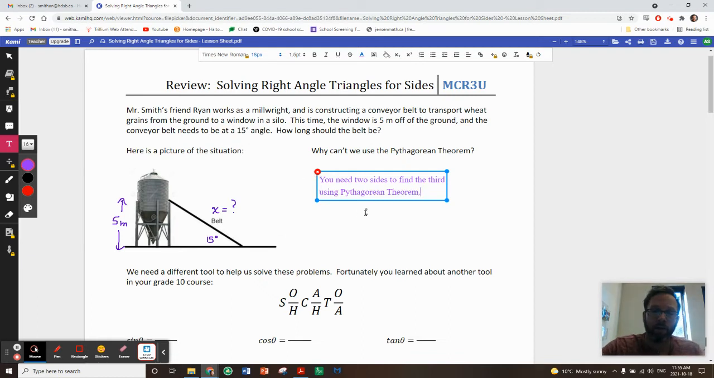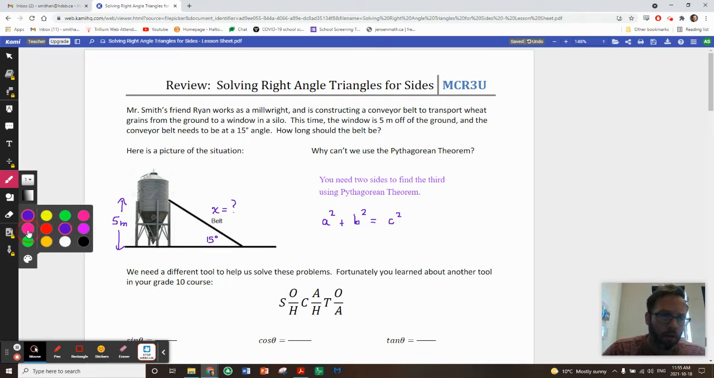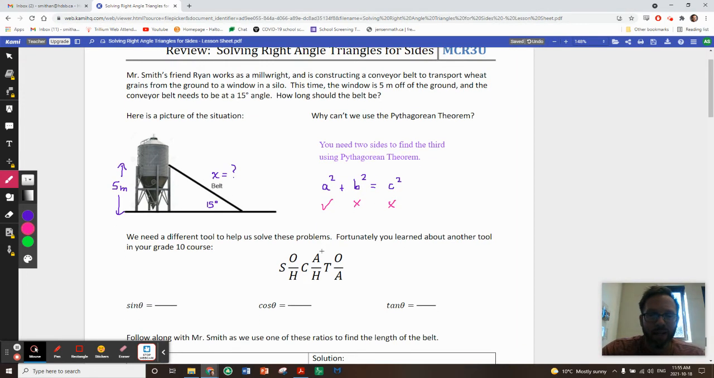theorem. Now it's a great tool, Pythagorean theorem, and it's one you should have in your toolbox by now, and we'll certainly whip this out as we go through the course. But we only have one of the legs in this triangle, 5 meters. We don't know what the other leg is, and we want to know the hypotenuse. So Pythagorean theorem won't work. We need a different tool.